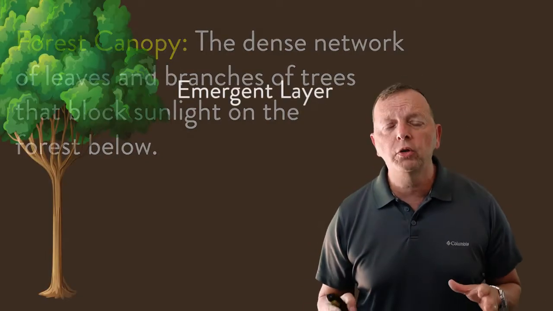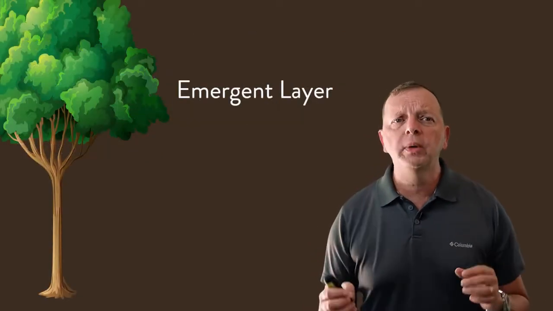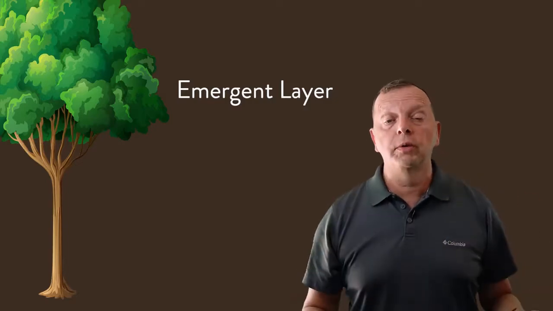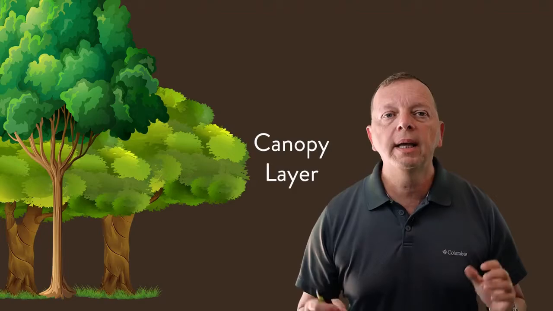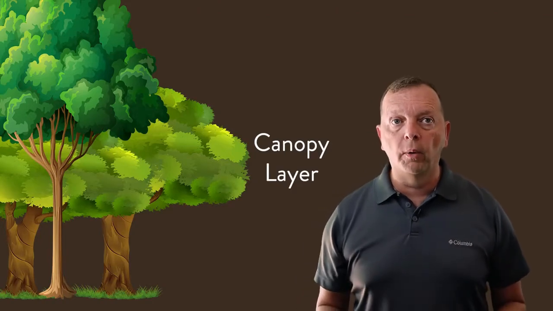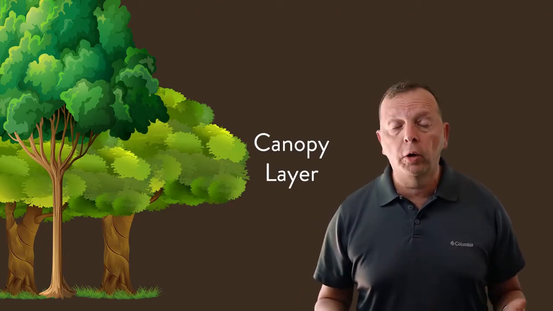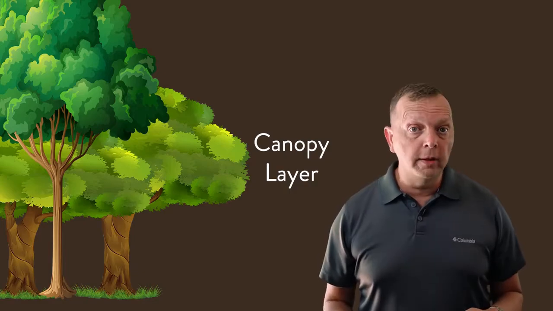The tallest trees create what is called an emergent layer. With trees as tall as 200 feet, this layer is going to receive the most daylight. Below the emergent layer is something called the canopy layer because it is the primary layer of the forest. The canopy layer will also receive a great deal of sunlight that isn't blocked by the emergent layer.